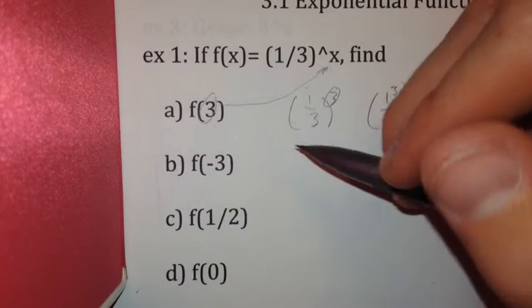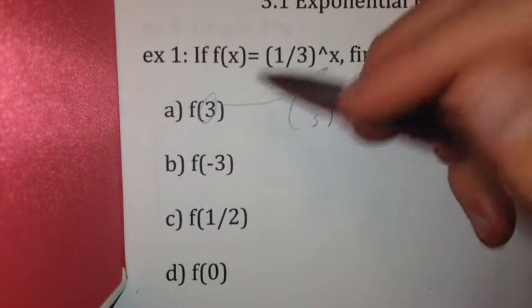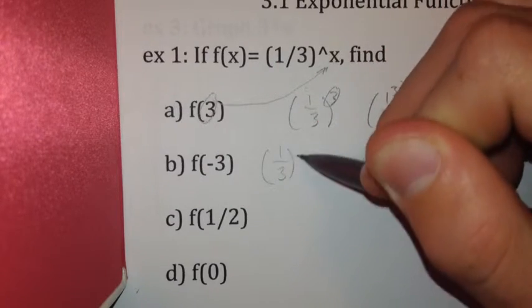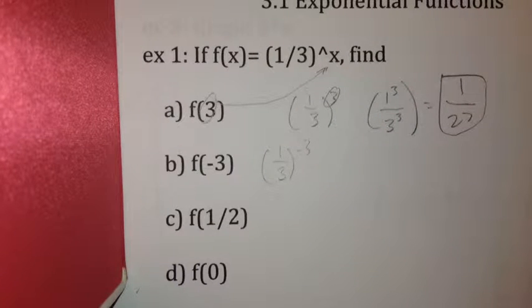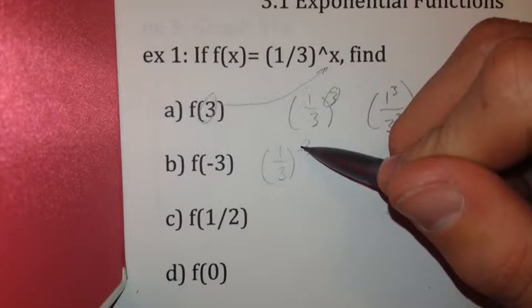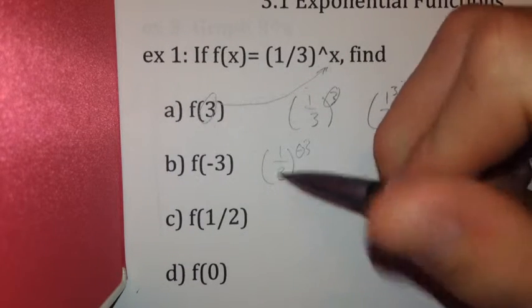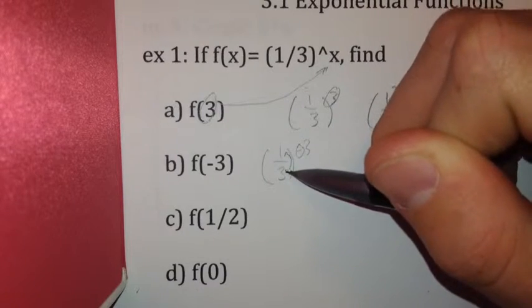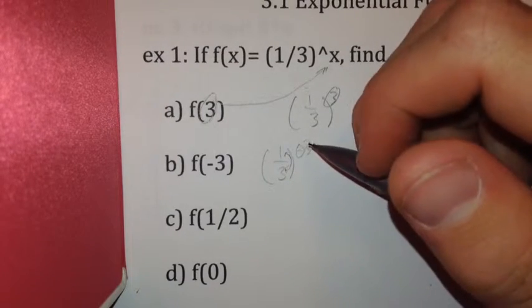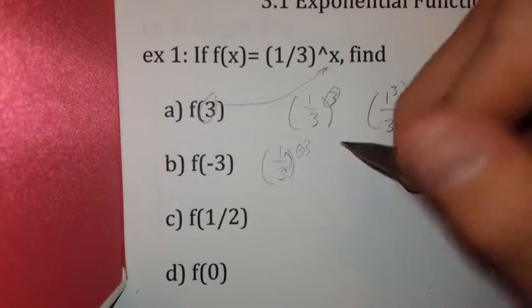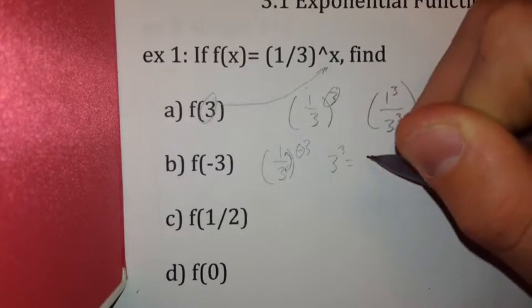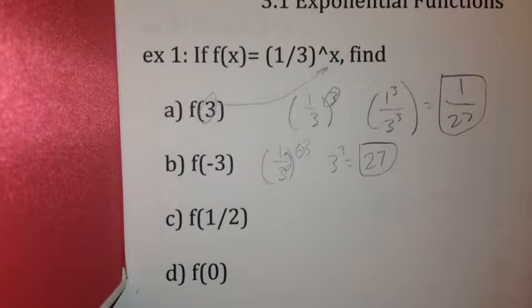Example B says it's f of -3. So you do the same process of 1 over 3 to the -3, but since there is a negative, you must flip the fraction. In this case, you flip it, put 1 on bottom and 3 on top. And since it's 3 over 1, that's just the same as 3, so it's 3 to the third, which equals 27. So that's fairly simple so far.